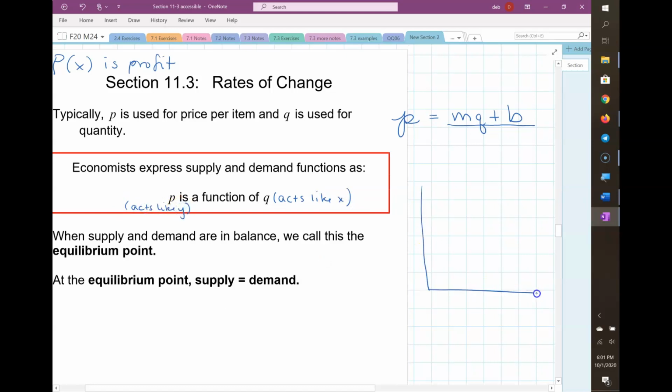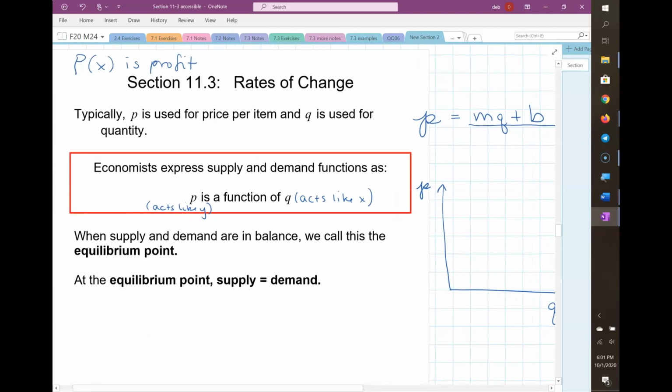So when you draw these graphs, you need to label them correctly. This is one of my things I'm fussy about. One of the reasons I want you to label the axes is it's not always X and Y. In this scenario, it's Q and P. So when supply and demand are in balance, that's called the equilibrium point, where supply equals demand, and everybody's probably equally unhappy, right? I mean, you're never going to be happy if you're a producer and you want to sell more.